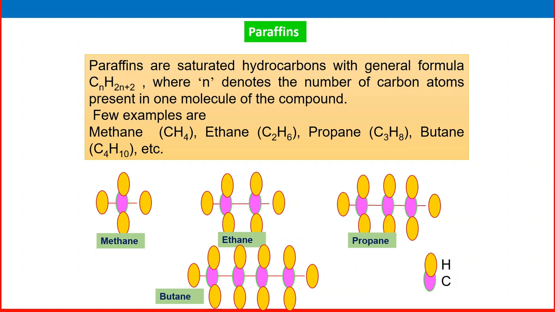There are thousands of chemical compounds in this hydrocarbon group. The other group is unsaturated, with double bonds and triple bonds. No need to go into detail in this class, but if you have interest in understanding chemistry, you can search for olefins and other unsaturated hydrocarbon compounds.